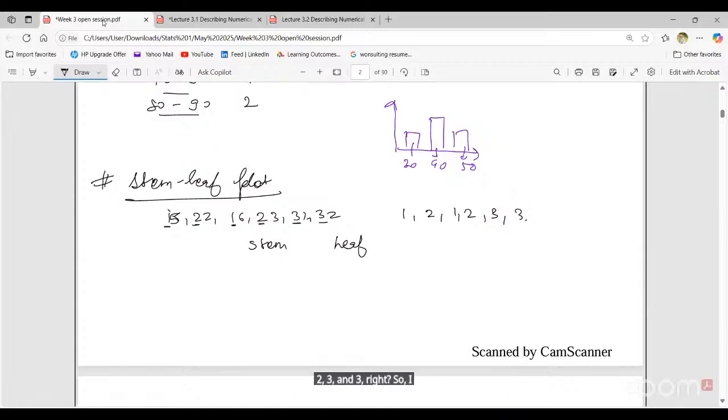So I'm going to arrange them distinctly, right? What are my distinct values here?